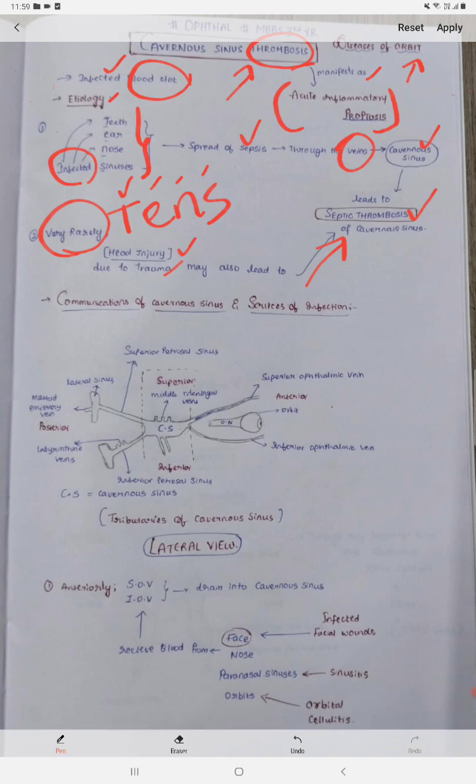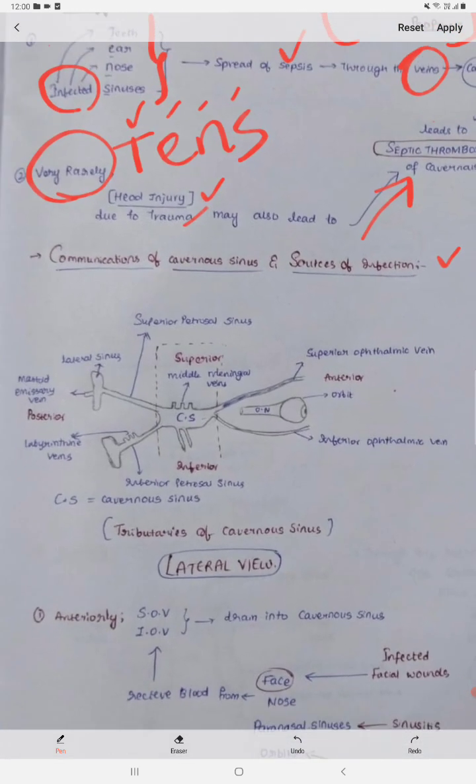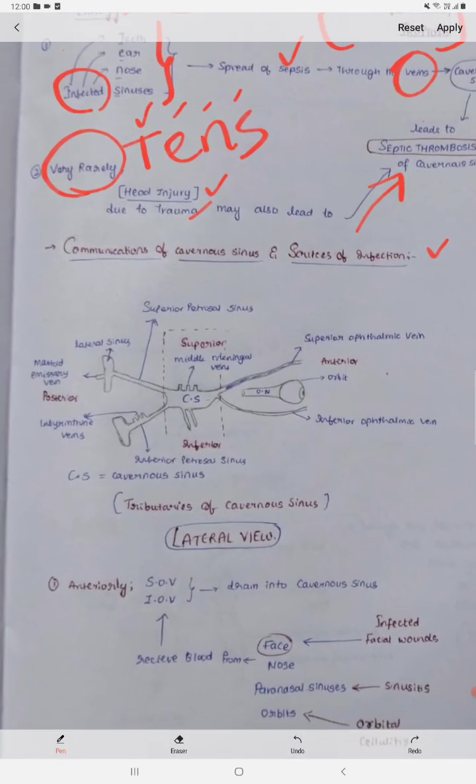Coming to the communications of the cavernous sinus and the sources of infection. Why do we need to learn these communications? When we know the communications, then we can know from where the infection is coming and spreading to the cavernous sinus. Through this small diagram we are going to understand the thrombosis of the cavernous sinus. So we have the orbit here. This is the optic nerve. So we have the superior ophthalmic vein and the inferior.